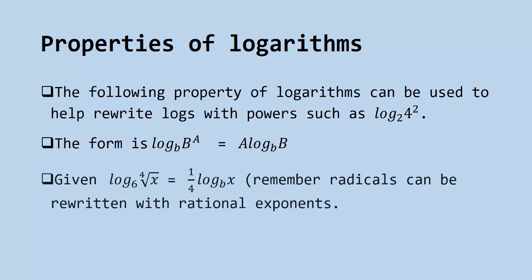Let's take a look at a real example. So given log base 6 of the 4th root of x, this becomes 1/4 log base 6 of x. Remember, the 4th root of x can be written as x to the 1/4, and that's how we get our exponent to bring forward. Let's take log base 3 of 9 squared. We bring the 2 exponent to the front. We now have 2 times log base 3 of 9.